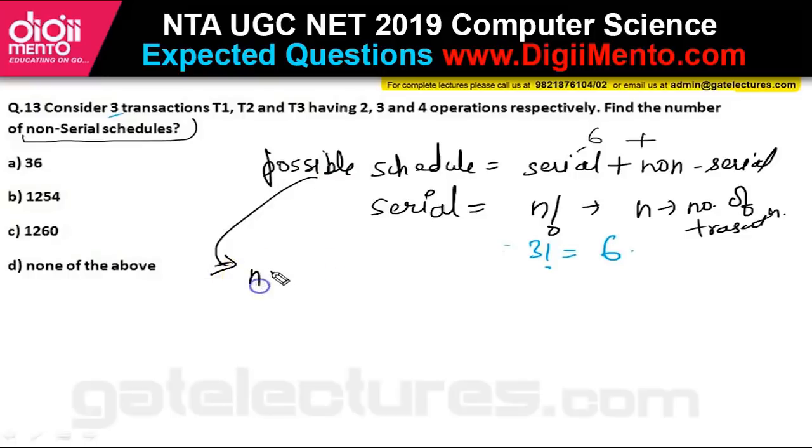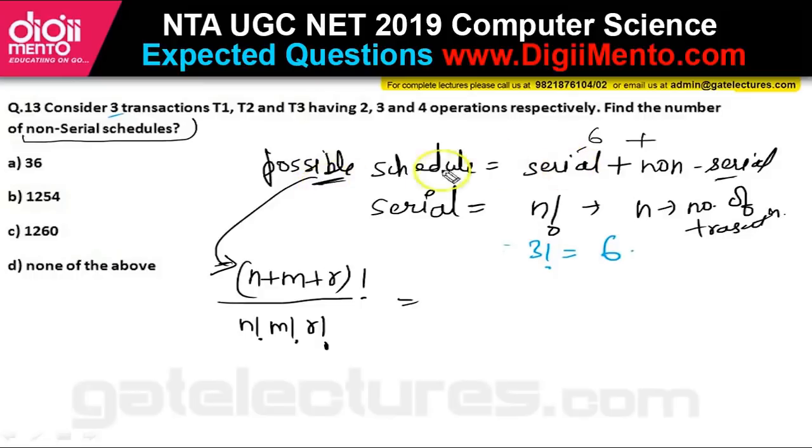So that is given by (n + m + r)!. If there were 2 transactions, then only n and m would be used with the same formula, divided by n! m! and r!. These are the total possible schedules, not non-serial. We calculate the total possible schedules, then deduct the serial ones, and then we get the non-serial schedules possible. So n and m are the number of operations performed by the particular transactions.